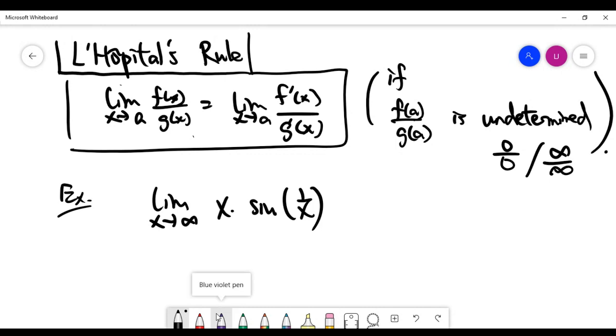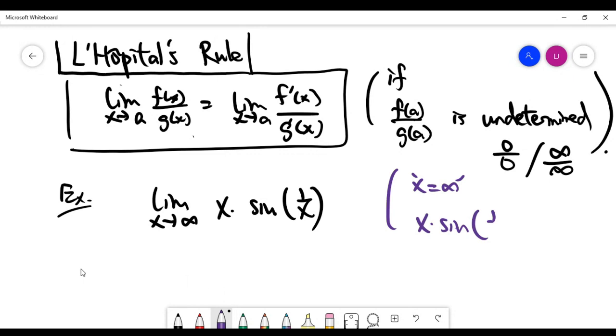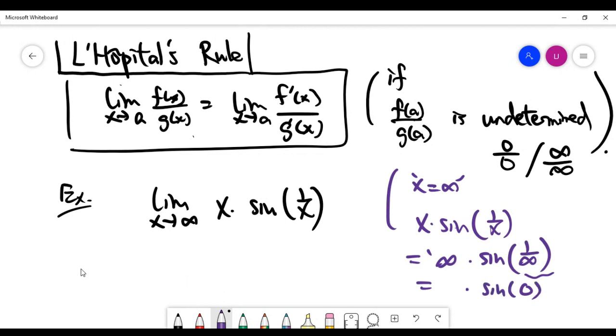As a first step, we can replace x by infinity conceptually to check what happens to the product. X times sine of 1 over x becomes something like infinity times sine of 1 over infinity, and 1 over an infinitely huge number is very close to 0, so you can think of it as sine of 0 for the second factor. Of course, the first factor is infinity, and sine of 0 is 0. So now it looks like infinity times 0, which is an undetermined item. It is undetermined, which means that we don't know the answer yet.